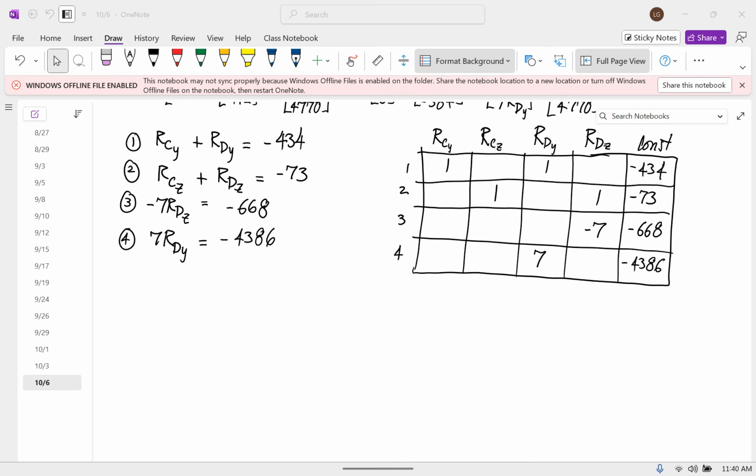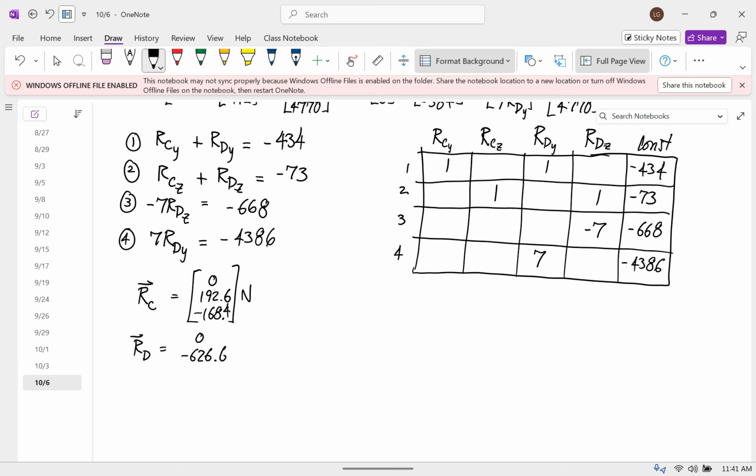Okay, and so what I get is RC has no x component, 192.6 for a y component, negative 168.4 for a z component, and RD has nothing for an x component, negative 626.6 for a y component, and positive 95.4 for a z component. Any questions about that?